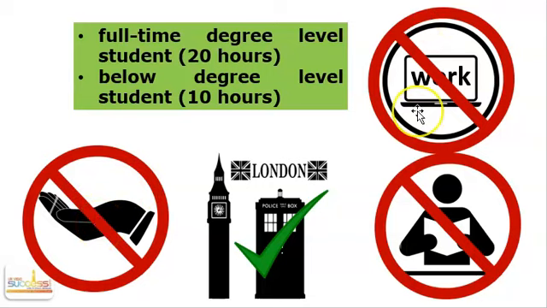And as a general rule, you cannot work unless you are a full-time degree level student. Then you will be allowed to work 20 hours a week, and on your holidays it's going to be full-time. And if you are a below degree level student, then that's 10 hours. Generally you cannot study anywhere else apart from the institution which is stated in your confirmation of acceptance for studies document. And some applicants from certain countries will need to register with the police.